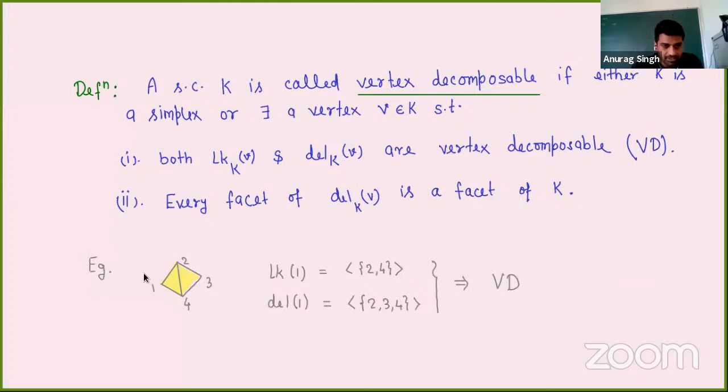So let me give an example here. Focus on this complex 1, 2, 3, 4. Why is this complex vertex decomposable? Because I can choose the vertex 1 and look at the link of 1. The link of 1 is the simplex 2, 4 and the deletion of 1 is the simplex 2, 3, 4. So it satisfies this property because there exists a vertex such that both link and deletion are vertex decomposable, as well as any facet of deletion being a facet of K. So this complex is vertex decomposable.